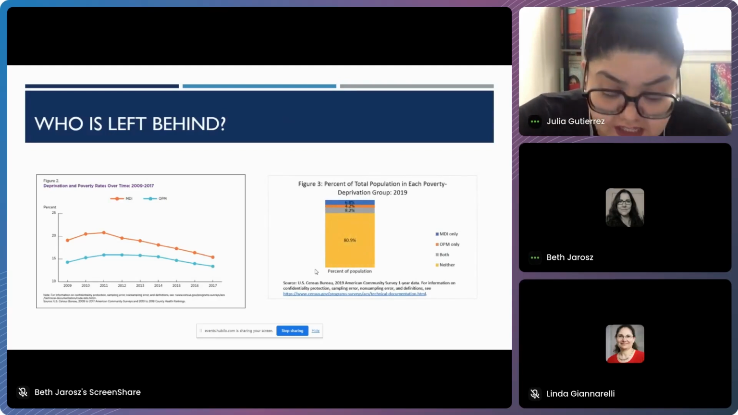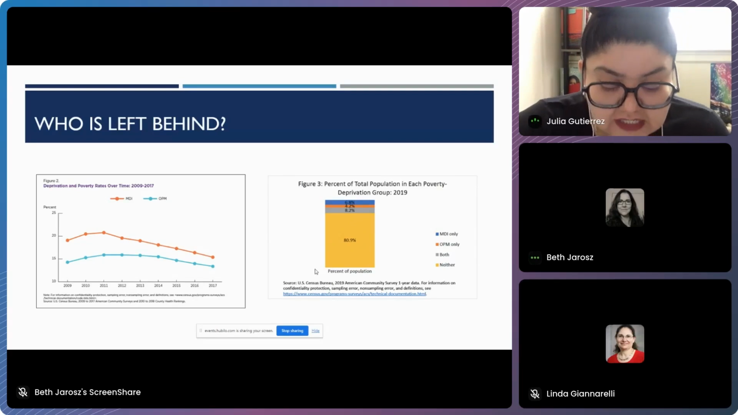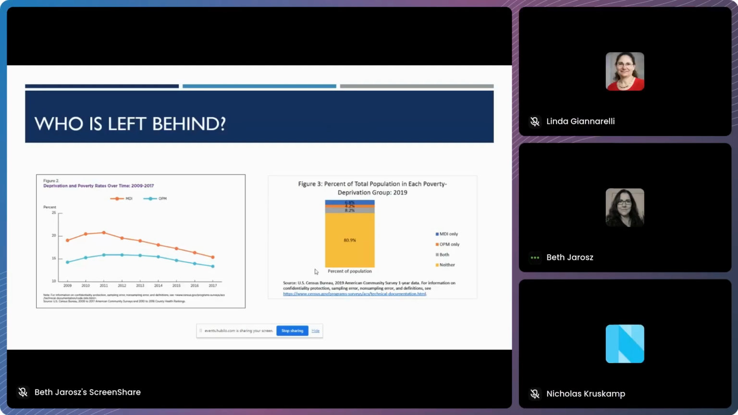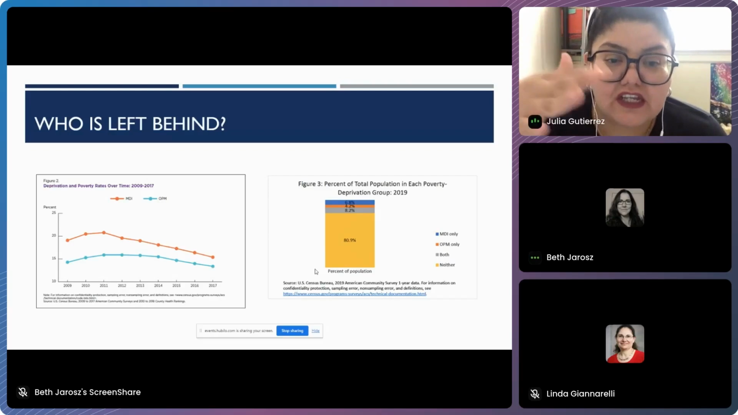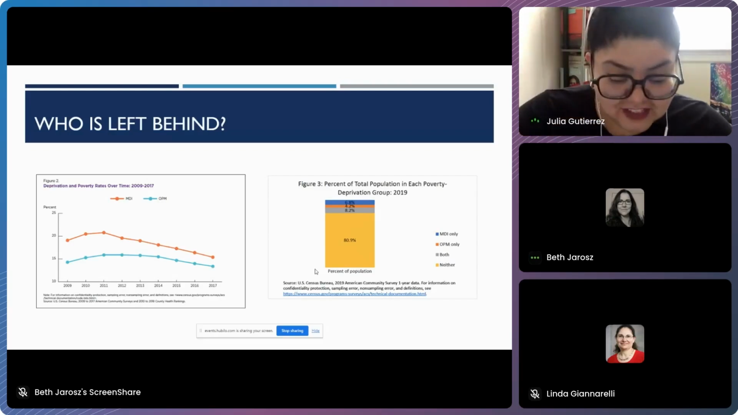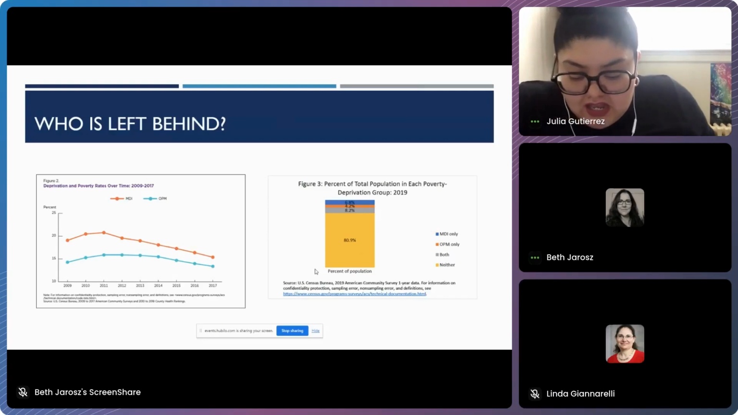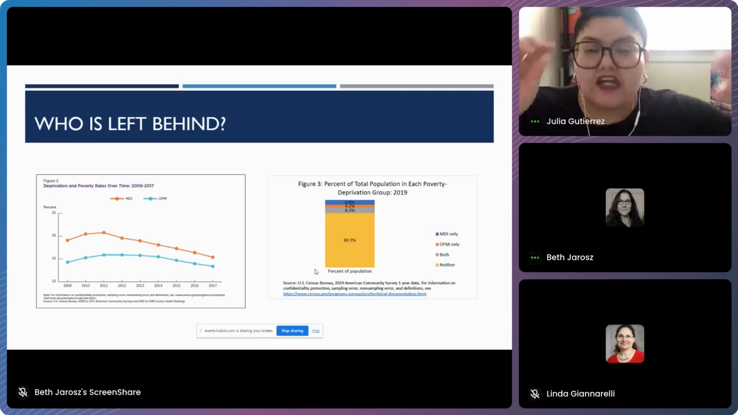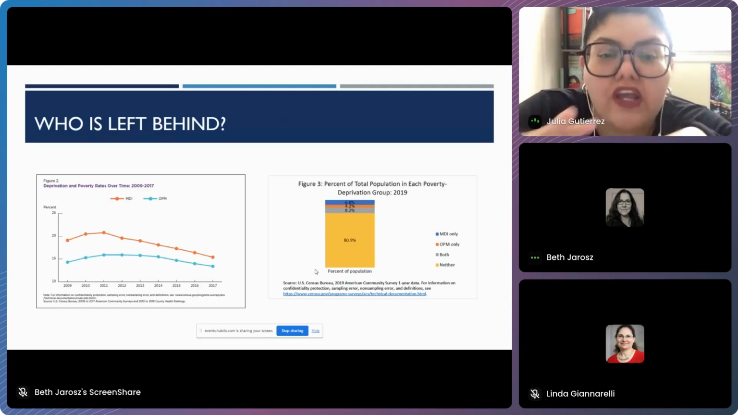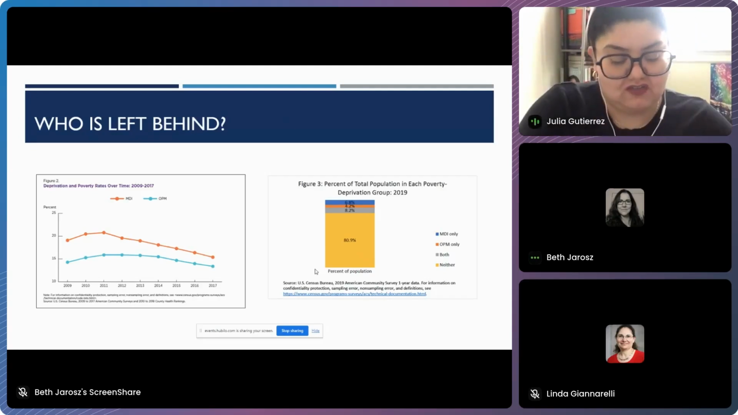We can see that in 2019, using the ACS survey of 1-year data, this graph shows the percent of total population in each poverty deprivation, including the multidimensional poverty index, the official poverty index, both, and neither, right? So what's important about this graph is that the MPI group really focuses on how, for example, the percentage... hold on, it's so small, I can't even really see it.